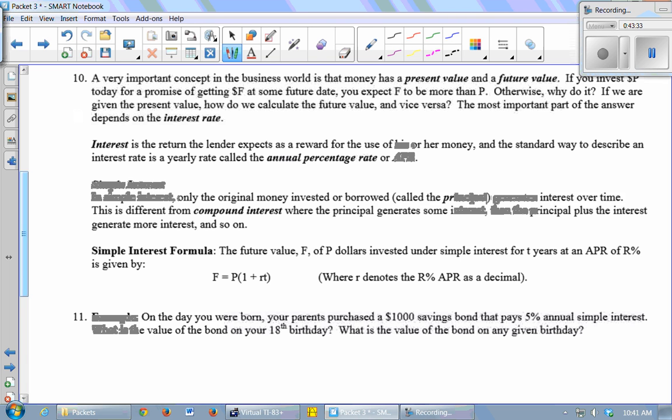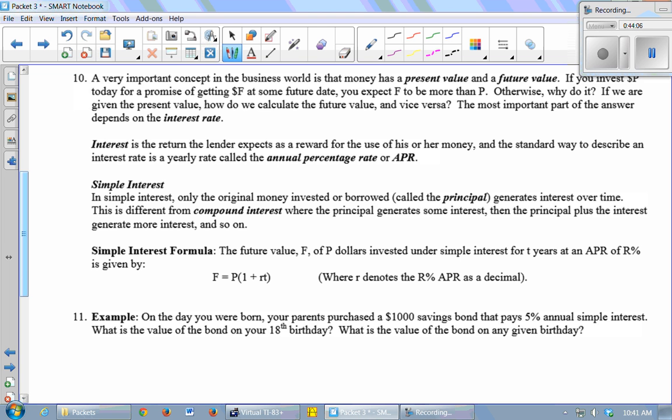All right, a very important concept in the business world is the idea that money has a present value and a future value. If you invest P dollars today for a promise of getting F dollars in the future, you would expect F to be more than P. Otherwise, why would you do it, right? If I say, sure, you can have $100 of my money today, as long as you pay me back some certain amount in the future, that certain amount that I get back has to be more than 100, or it's not worth it to me to give that money, right?